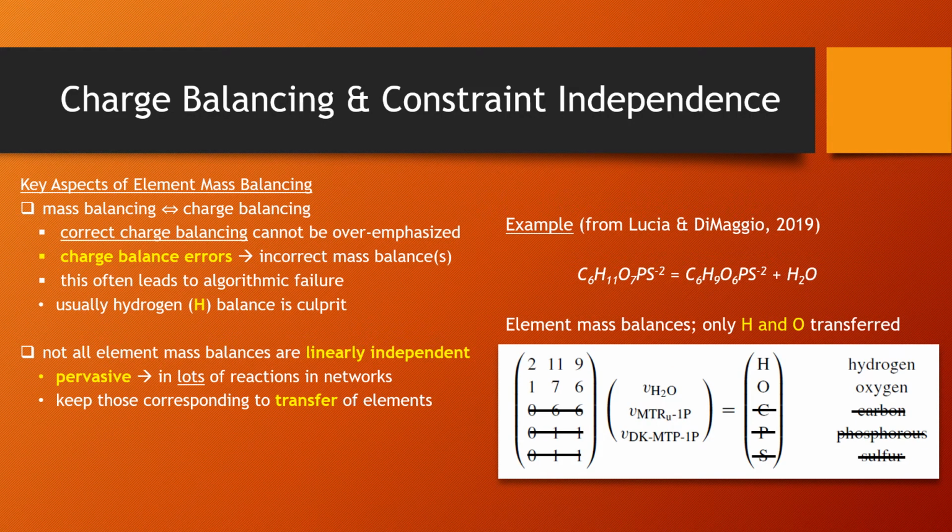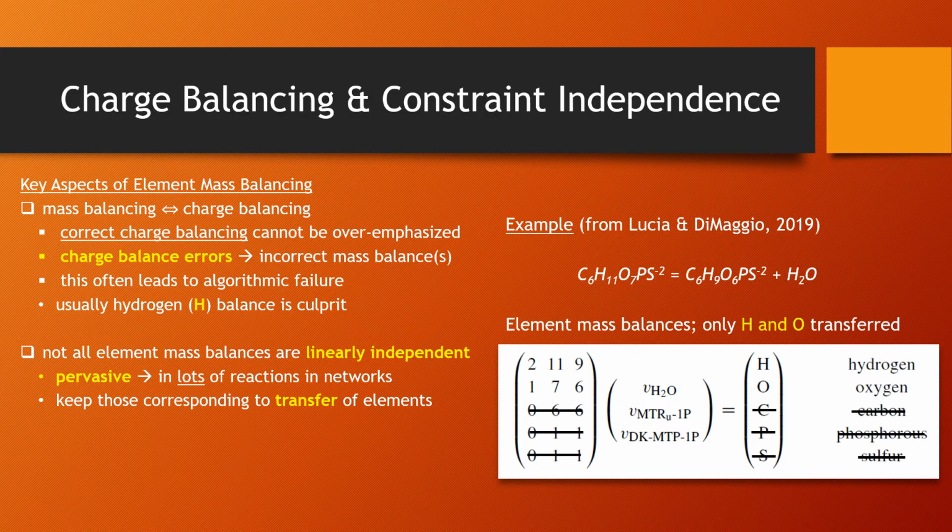The importance of correct charge balancing cannot be overstated. Incorrect charge balances lead to incorrect mass balances, which in turn can lead to algorithmic failure, and this is generally due to an incorrect number of hydrogens on the chemical species involved in the reaction. In addition, not all atom balances are linearly independent. In fact, this is a pervasive problem in metabolic networks. There are large numbers of dependent constraints.